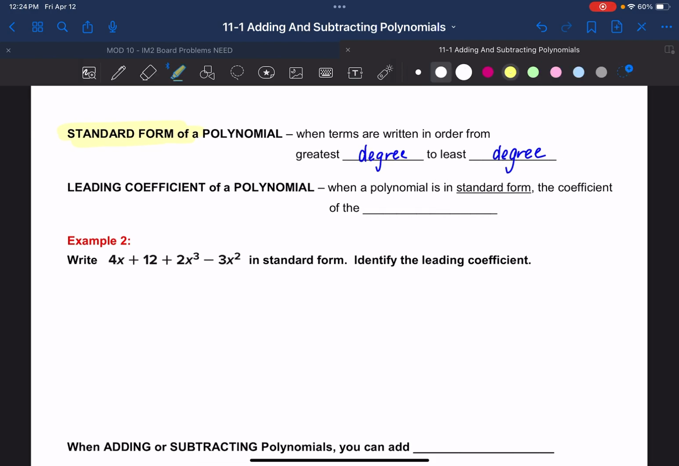And we need to know what a leading coefficient is. Well, when the polynomial is written in standard form, the leading coefficient is basically just the coefficient of the first term.